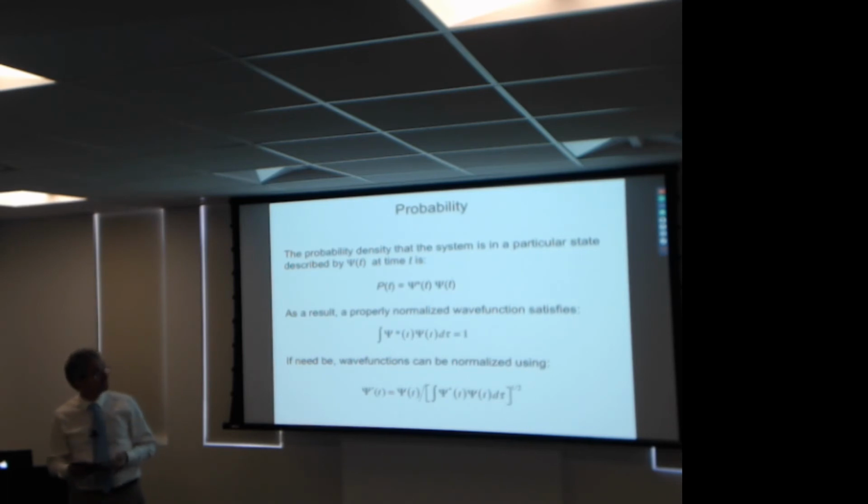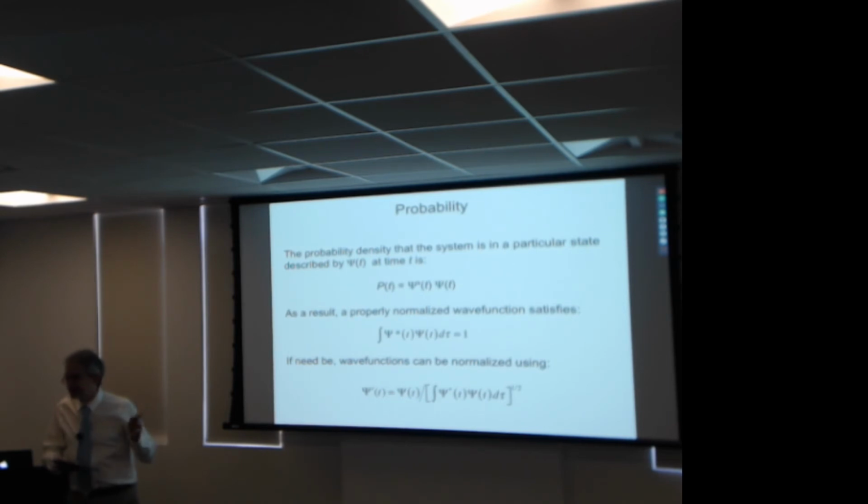Sorry. The product of the complex conjugate of psi times psi is the probability at some time t that the physical system has a particular configuration described by psi. This implies that a proper wave function has to be such that the integral of this product has to be unity, because probabilities have to add up to 1.